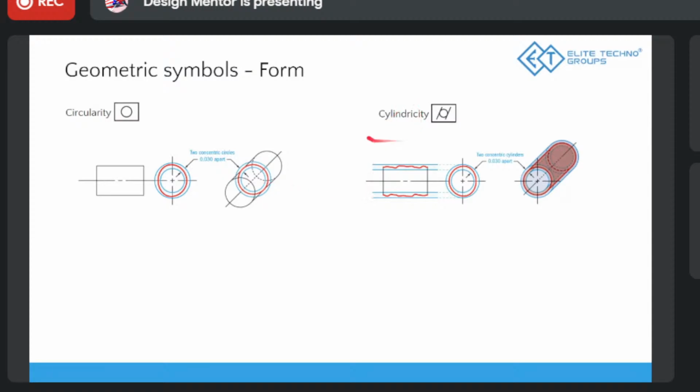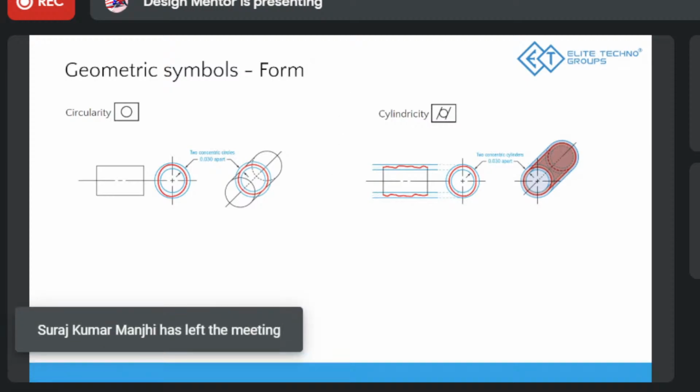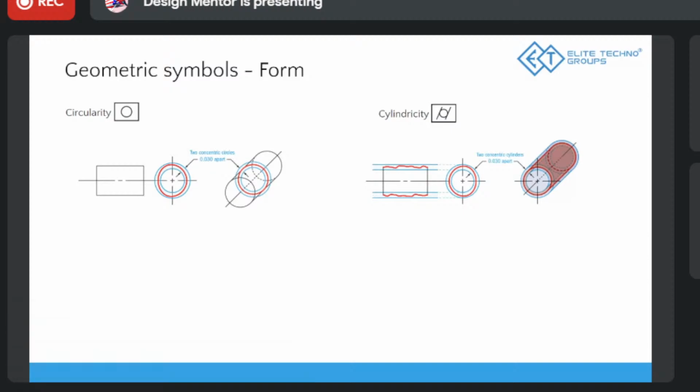Then similar to circularity is cylindricity. Now, cylindricity is a mixture of circularity and straightness, sorry, not flatness. So you're looking at a particular cross section, as well as the straightness of the surface. It should be smooth and straight, and it should be circular, both at the same time. So in cylindricity, you draw two cylinders, one within the other, and the gap between those two cylinders should be whatever tolerance you have given.